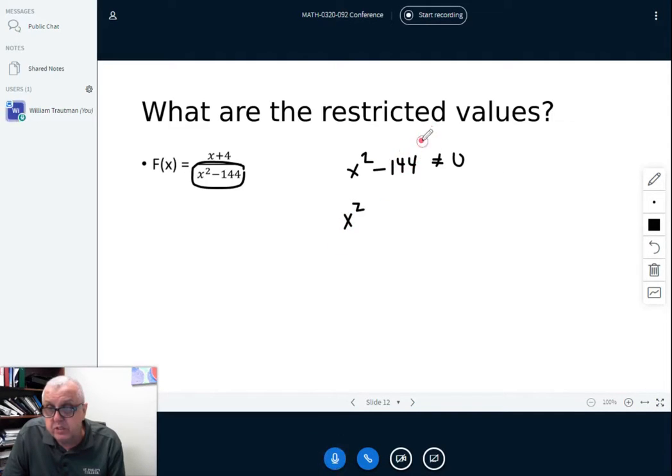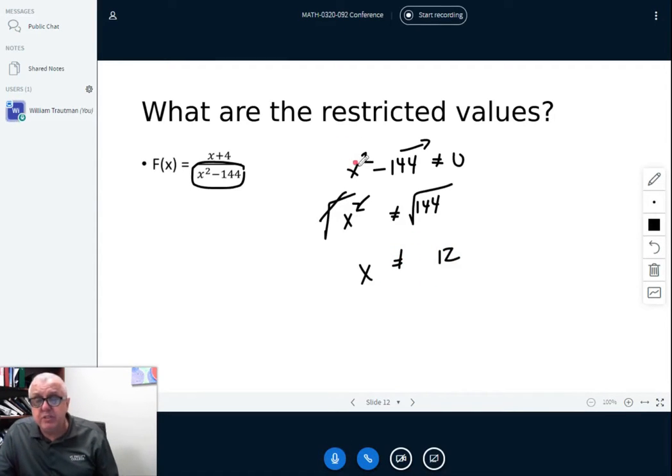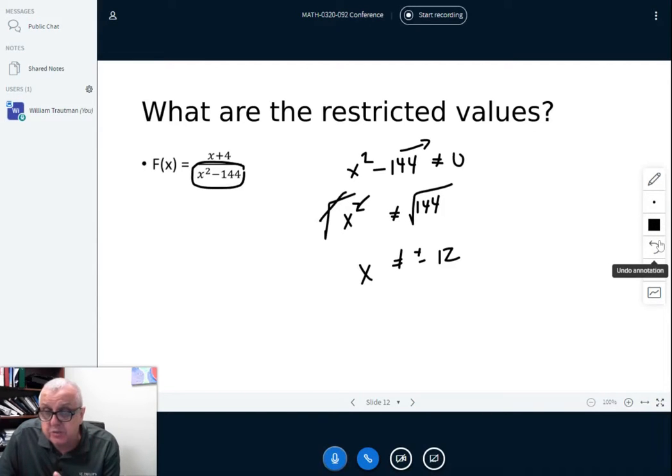get the 144 to the other side by adding 144 and square root both sides. Square root and square cancel. X cannot equal, square root of 144 is 12. However, when you take the square root of a square, there's 2 possible answers. You've got to say plus or minus 12. So the answer is x cannot equal plus or minus 12.